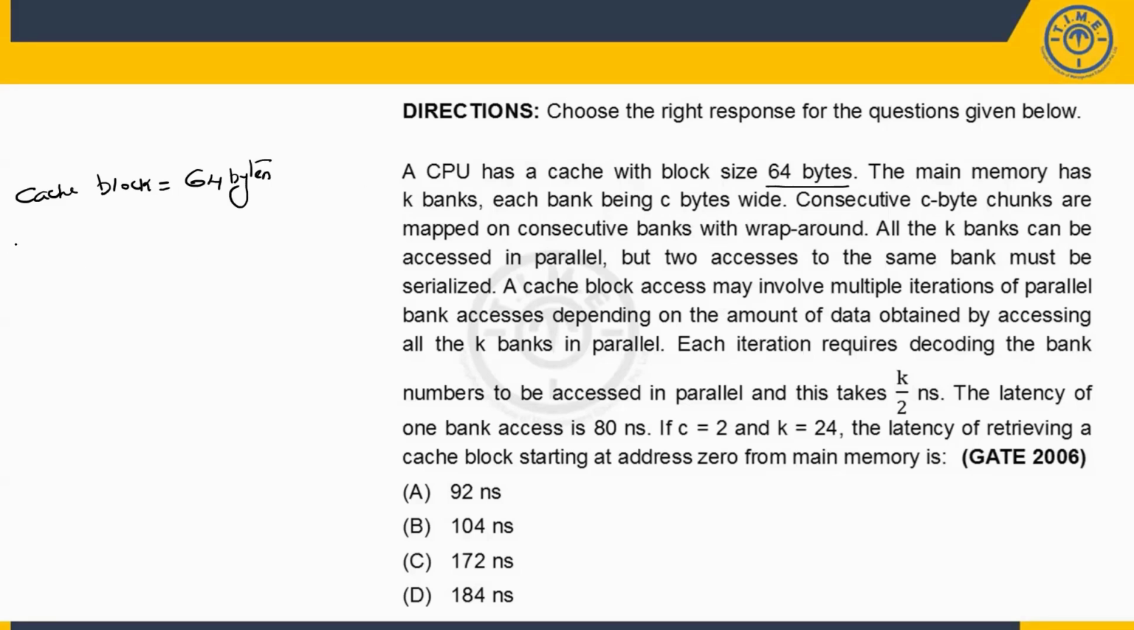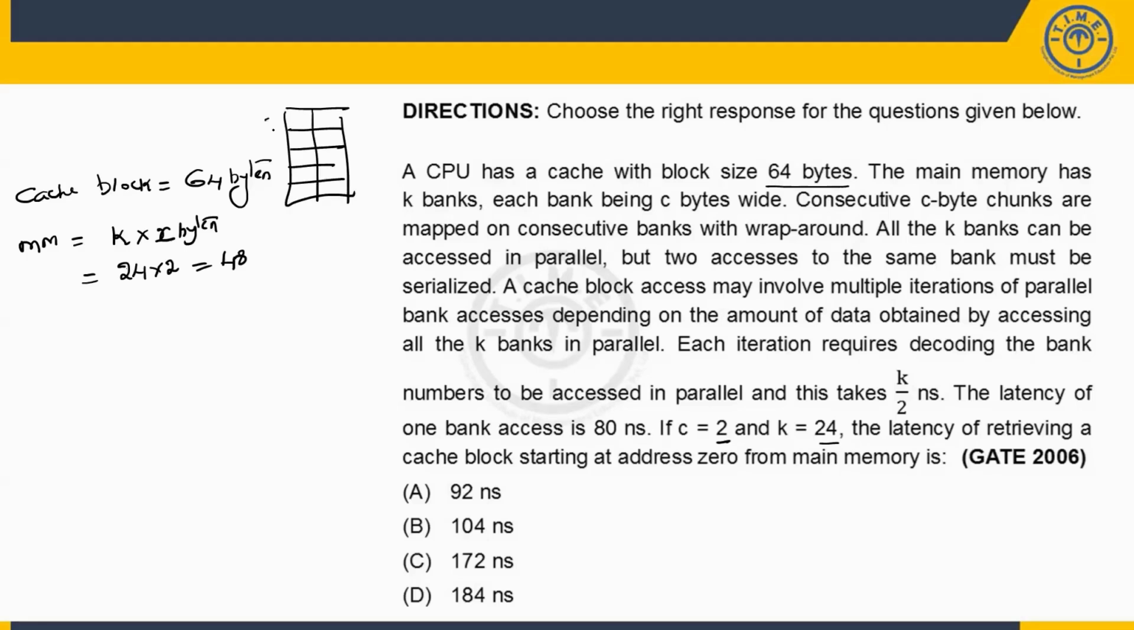Main memory has k banks, each bank is equal to c bytes. Now, what is the total main memory size? C is equal to 2, K is equal to 24. That is 24 into 2, that is total 48 bytes. A rough sketch of the main memory is just like this.